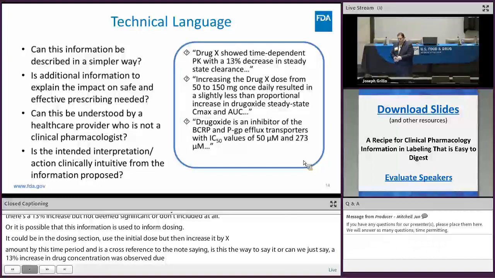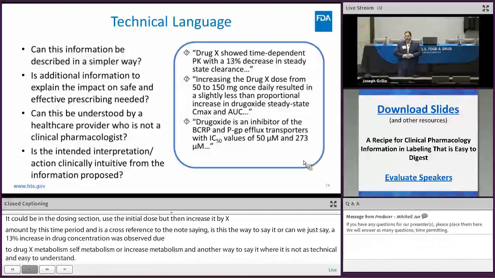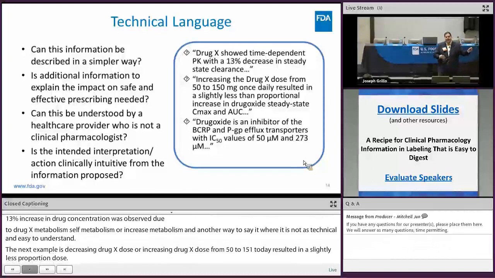The next example is increasing drug X dose from 50 to 150 once a day resulted in a slightly less than dose proportional increase in drug oxide steady state Cmax. So the issue there is the slightly less than dose proportional. So, yes, we all know what dose proportional is. We all know what not dose proportional is. It means nonlinear, right?